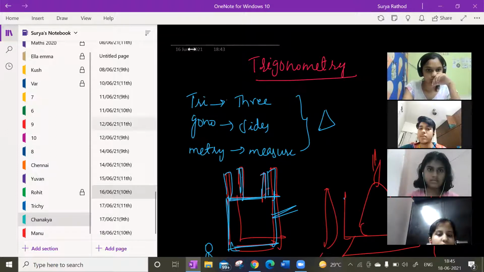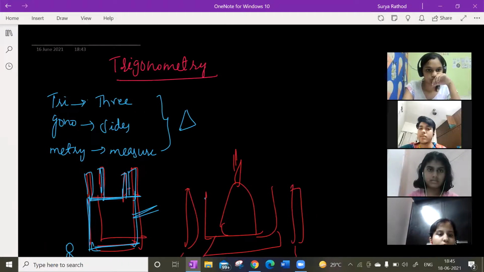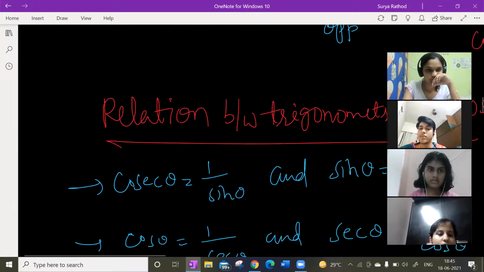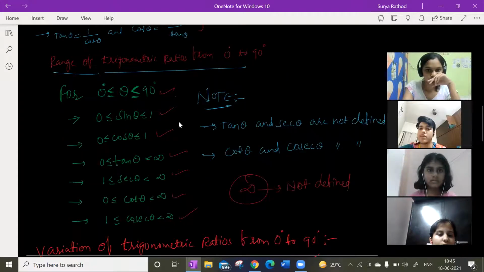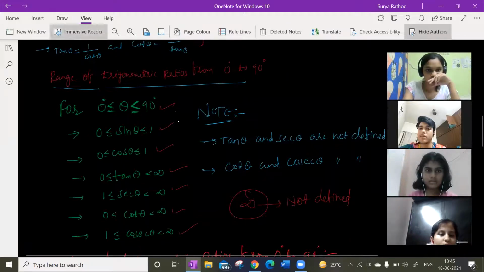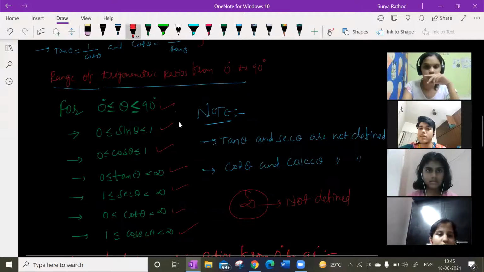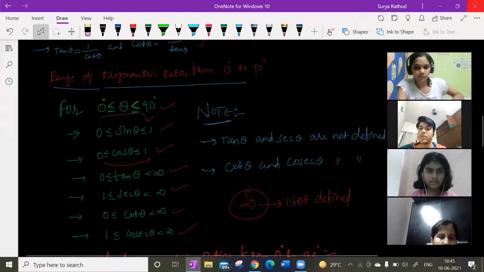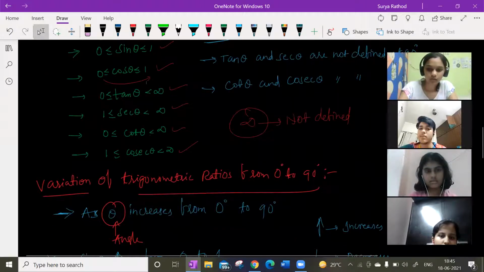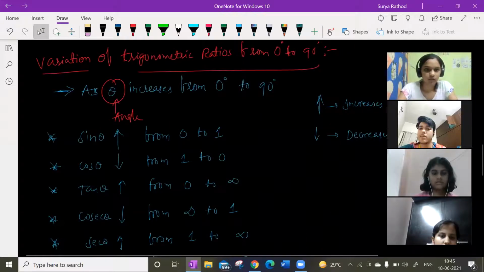Okay, yes, look, this is what we have discussed, isn't it? So look at this. I'm just talking about, guys, from where to where it lies. Sin theta lies between 0 to 1, cos theta 0 to 1. Tan theta 0 to infinity, secant theta 1 to infinity. This will be understood from this.